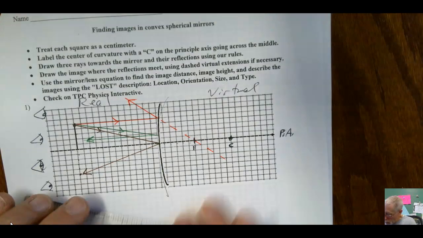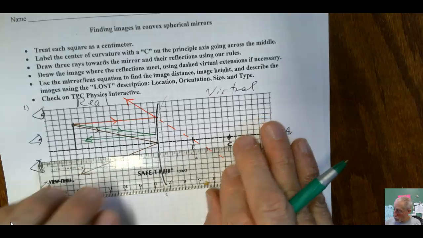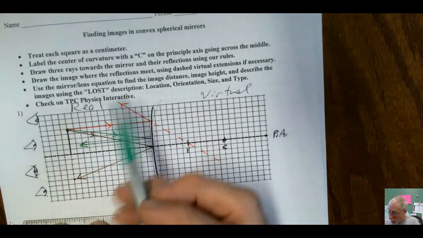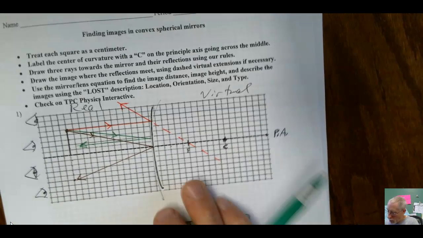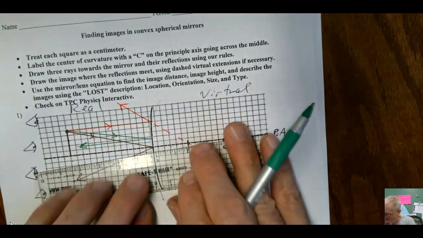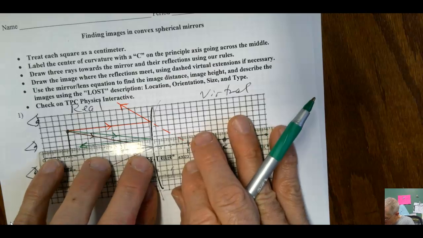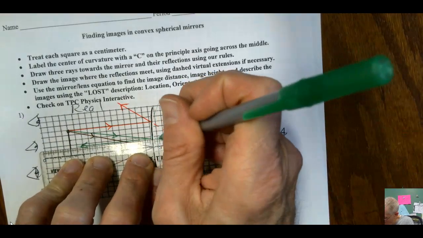And we're just going to extend it. Now be careful you don't extend the wrong ones. They have to be the reflections. That's why I put these little arrowheads going towards or away from the mirror. Then it's not ambiguous, like, wait, is this going towards or away? So everything's got to be heading away from the mirror, and then you extend it back.